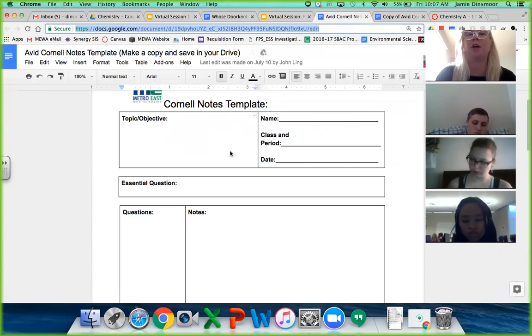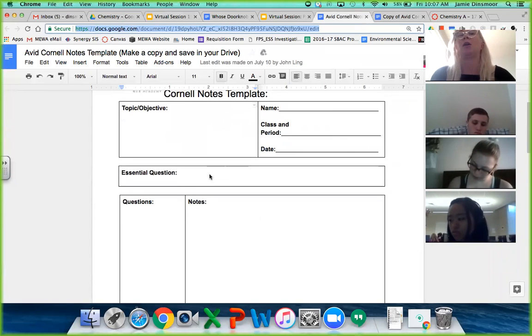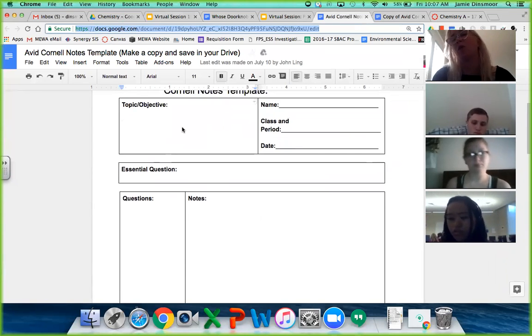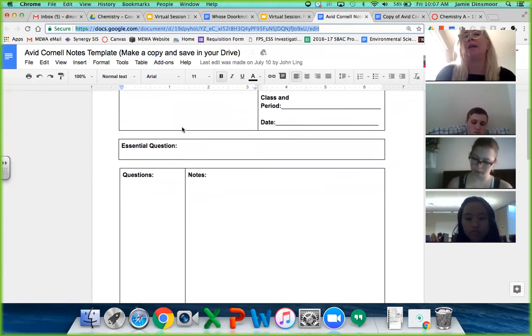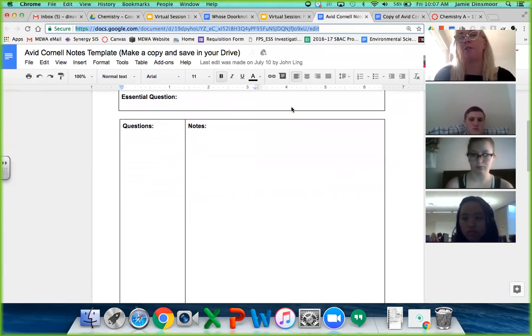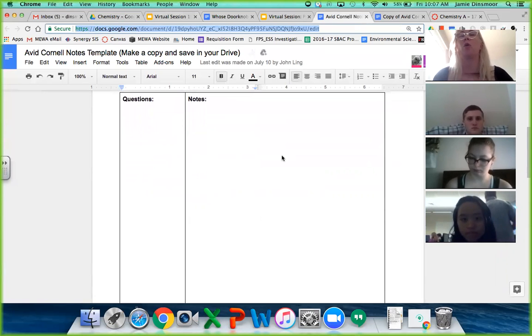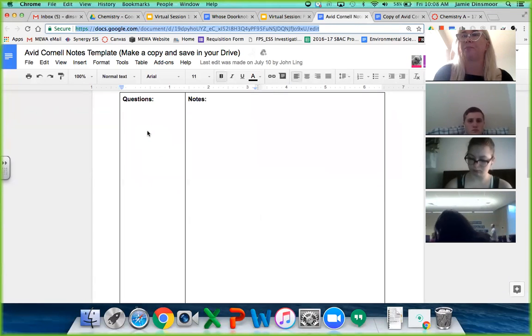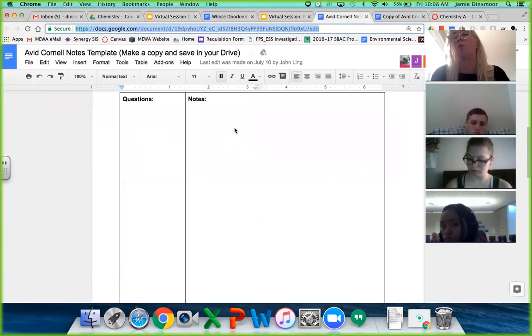If you open up that document, you will see that there's a space for you to write your topic or your objective, your name, your essential question, and then there are two columns here. There's a questions column on the left and a notes column on the right. So when you're going through your own lessons in Canvas, you're going to have to come up with these side questions, right? What I would do personally is write your notes first, then go back and say, okay, what kind of question am I answering in these notes?